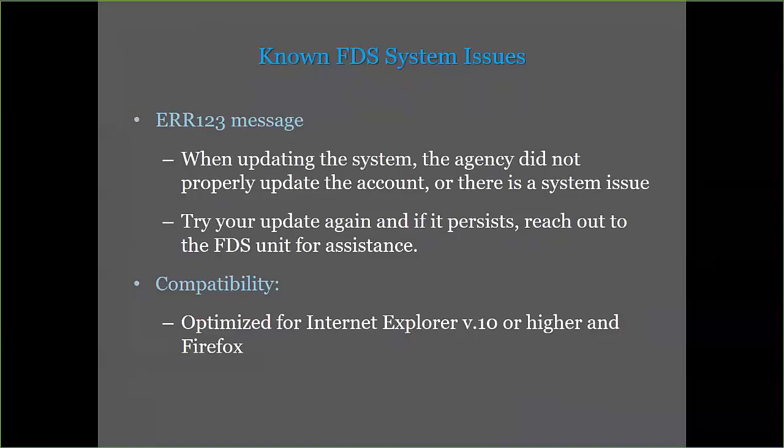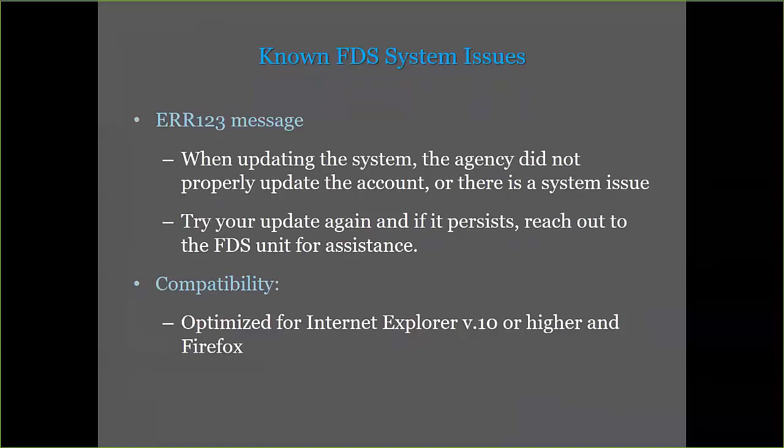All right, so known FDS system issues. Sometimes you get an error 123 message, all right? This is the most common error message. It's a known thing. It's not necessarily a problem. When you're updating the system, if you missed a critical piece of information, you tried to update without providing it, it's going to throw that error message.